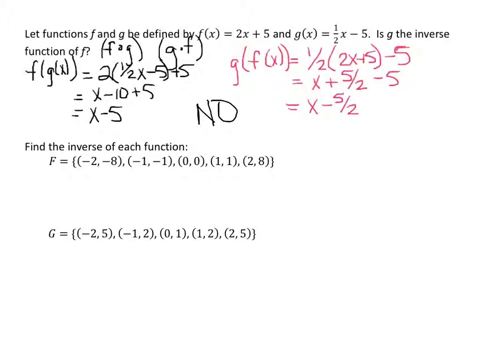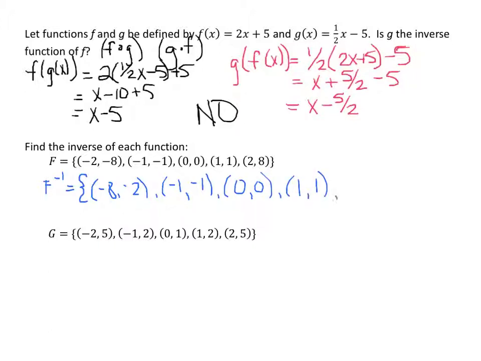On the next two problems, we are given a list of coordinates. These are each functions. So when we start looking at the inverse of f here, we write it like this. And the cool thing about it is you switch your x and y values.